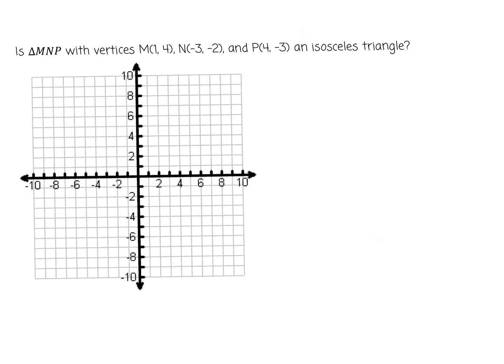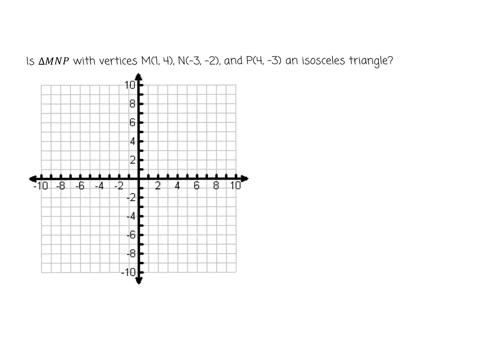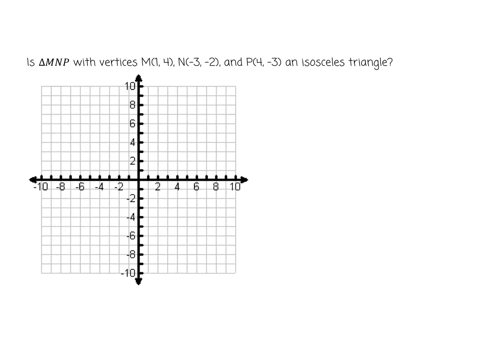We can also use the distance formula with triangles. So I'm going to have my triangle MNP, and I have 3 vertices. I have that M is at 1, 4. N is at -3, -2. And P is at 4, -3. And I want to know, is this triangle an isosceles triangle?